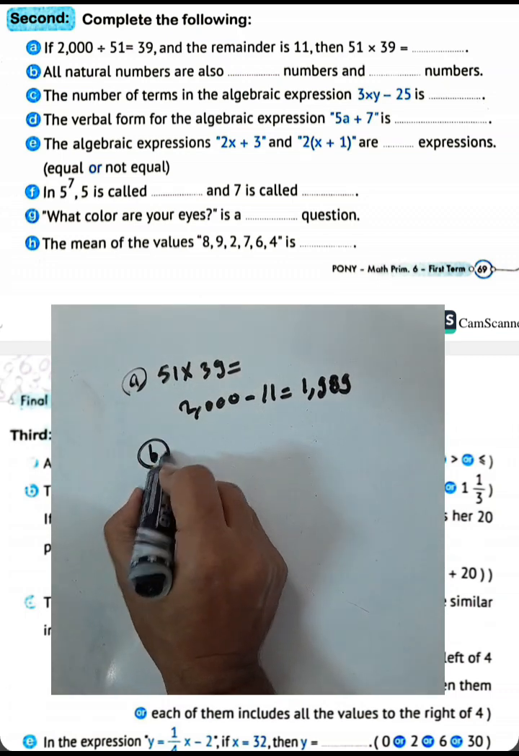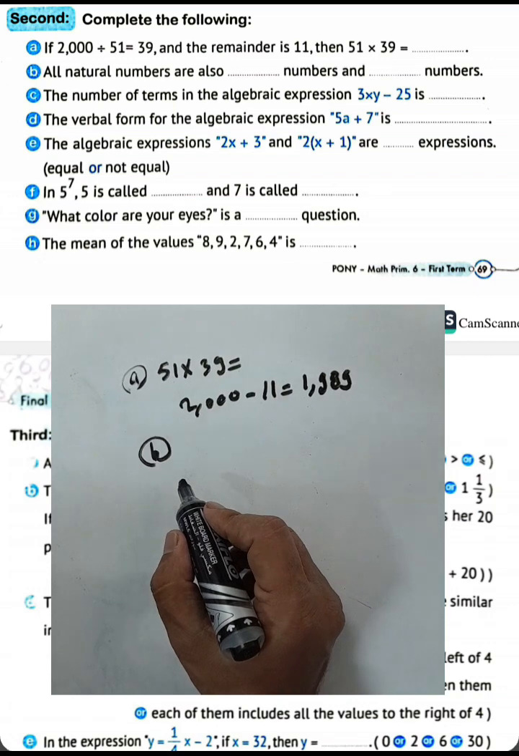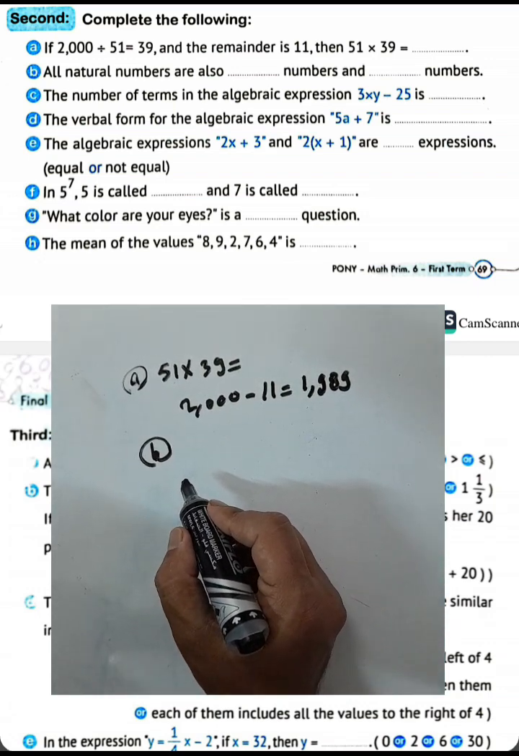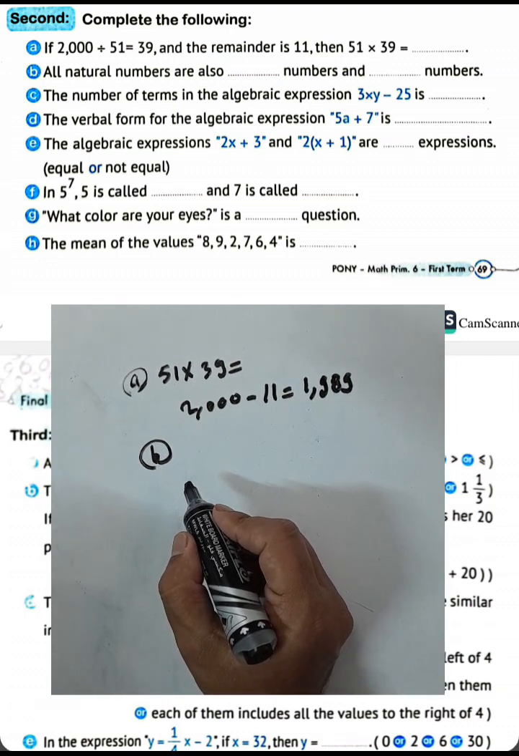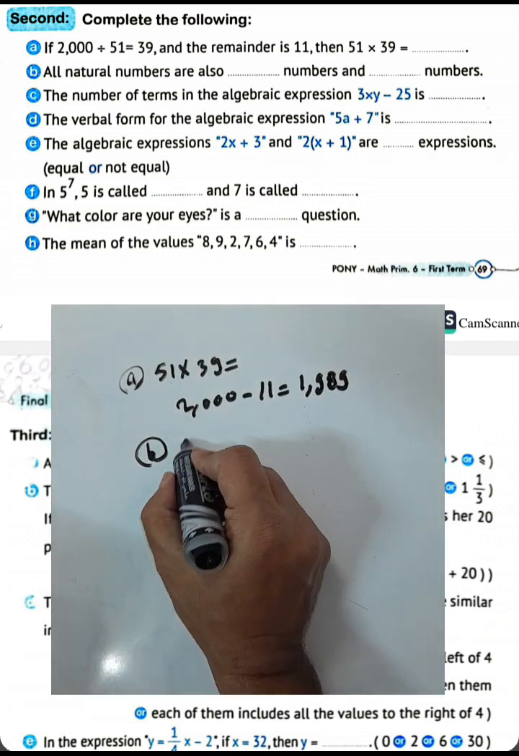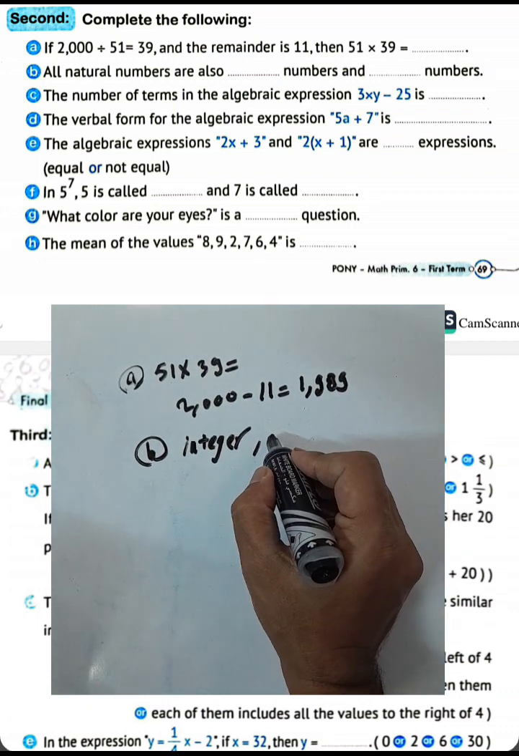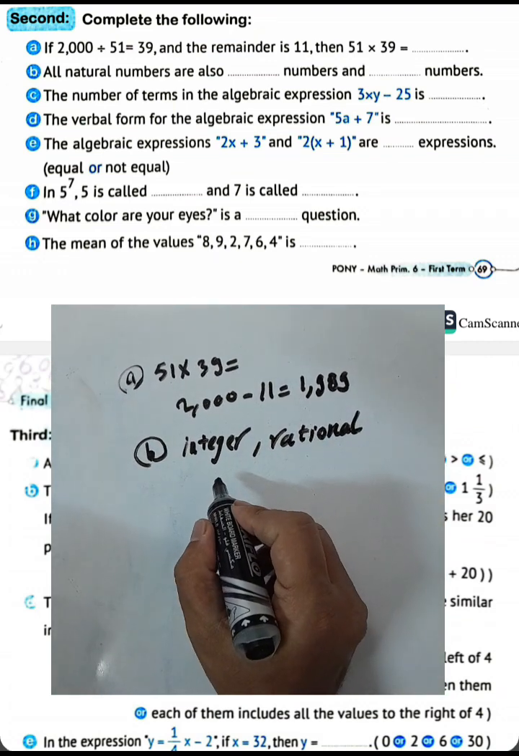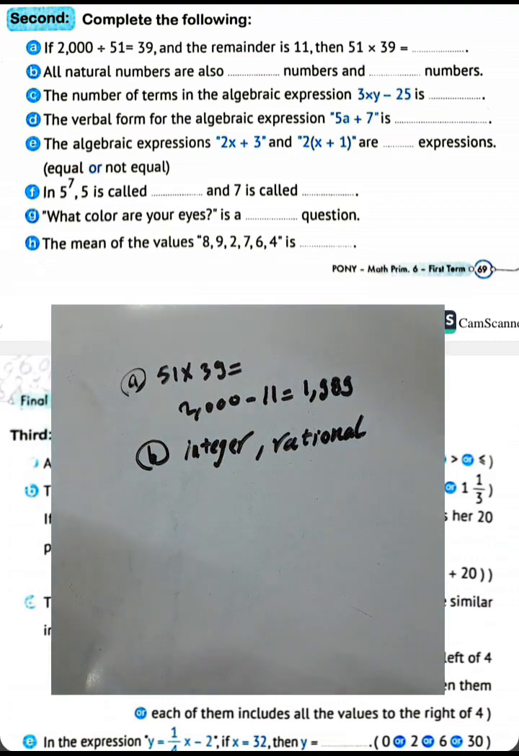Question letter B. All natural numbers are also space. Natural numbers are integers, because natural numbers are a subset of counting numbers. Integers and rational numbers, right here. Again, all natural numbers are also integer numbers and rational numbers.